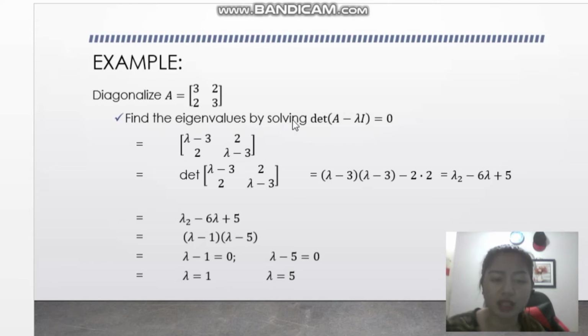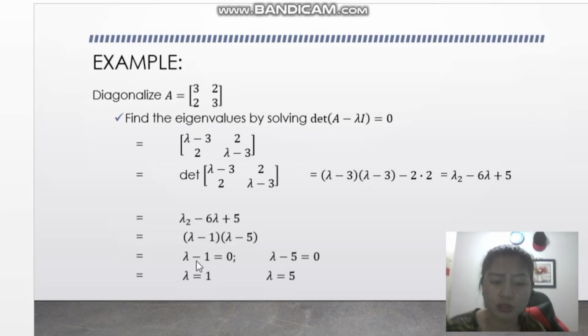So, find the eigenvalues by solving the determinant. We will find the determinant of this matrix. When we take the determinant, it equals lambda minus 3 times lambda minus 3 minus 2 times 2, cross-multiplying. When we simplify, we will get lambda squared minus 6 lambda plus 5. Then we factor it: lambda squared minus 6 lambda plus 5 factors into lambda minus 1 and lambda minus 5.